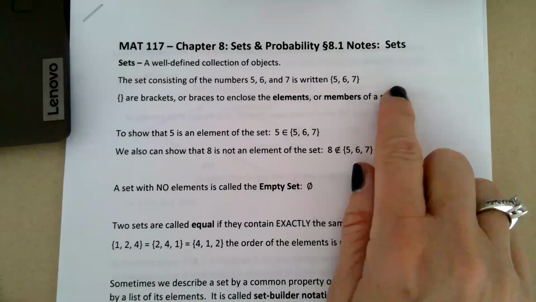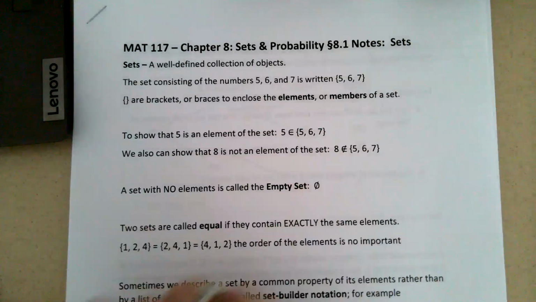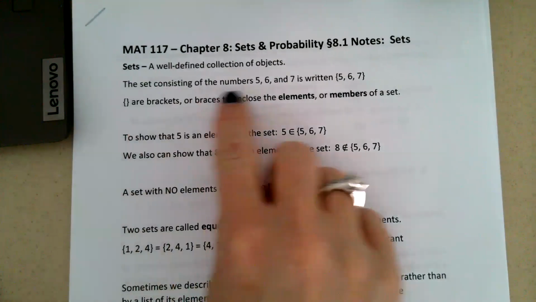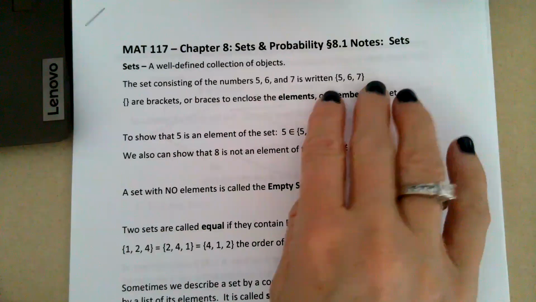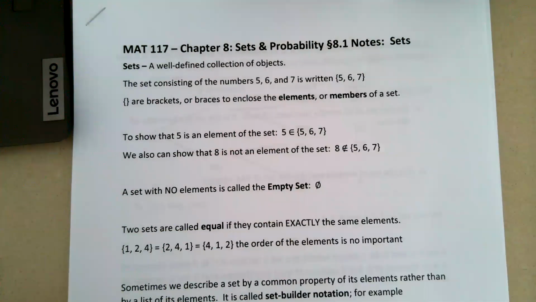8.1 is all about sets. So we can have sets of many different objects. Numbers are mainly what we're going to work with. So the set consisting of the numbers 5, 6, and 7 will look like this. We're going to put them in brackets. That tells us that they are elements or members of the set.